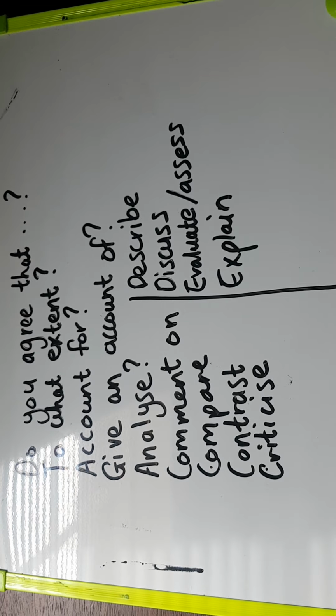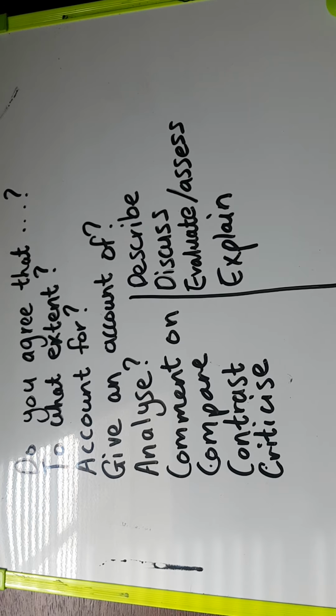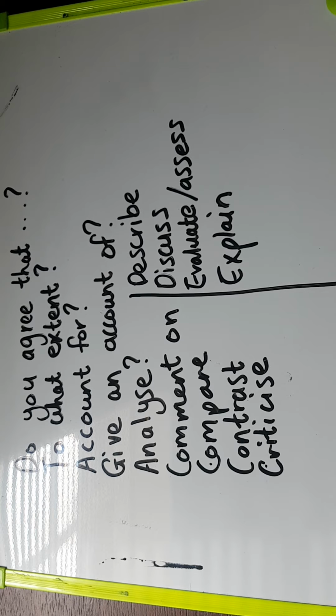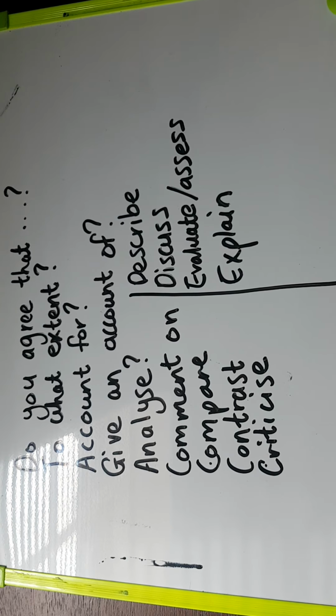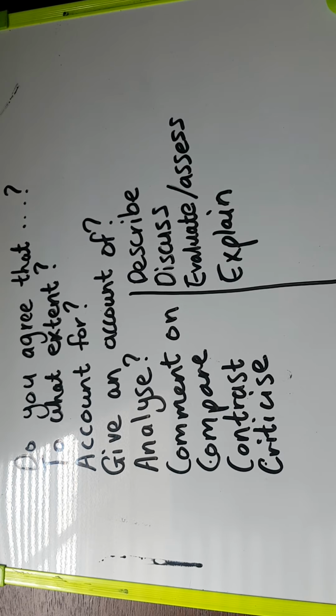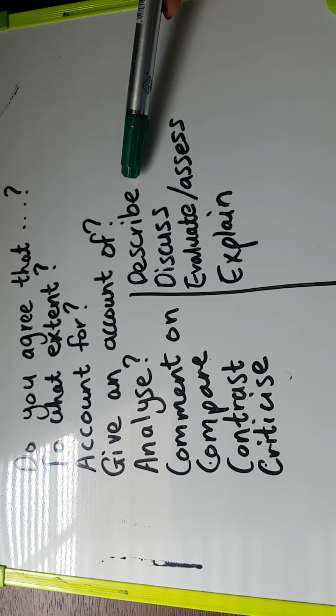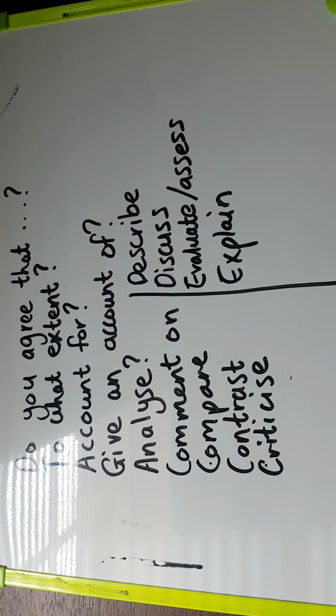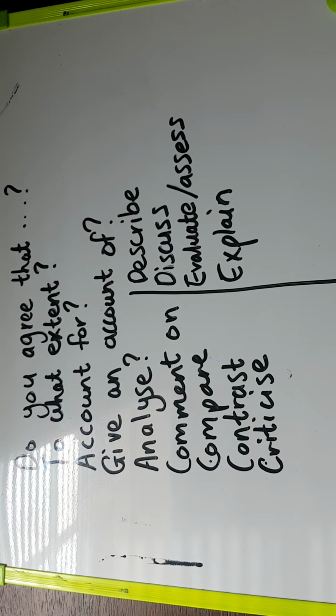Compare. When you are asked to compare, you need to show the similarities, not the differences, between two or more things. Contrast. When you are asked to give a contrast, you need to show the ways in which two or more things are different from each other. When you are asked to describe, you need to write a detailed account in a well-structured, logical sequence in which the events can be seen clearly.